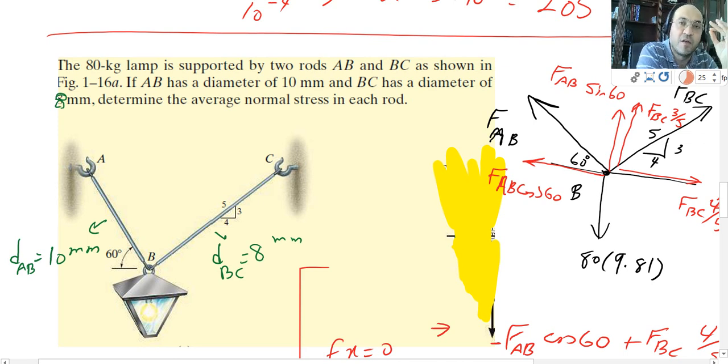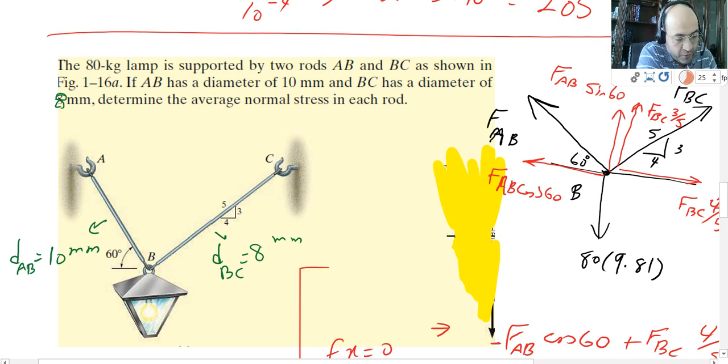Normal stress is force over area. You gave me the diameter. From diameter, I can find the area. But how can I find the force? That's where we go back to statics. We have a 2D equilibrium problem. I have the weight of the lamp.